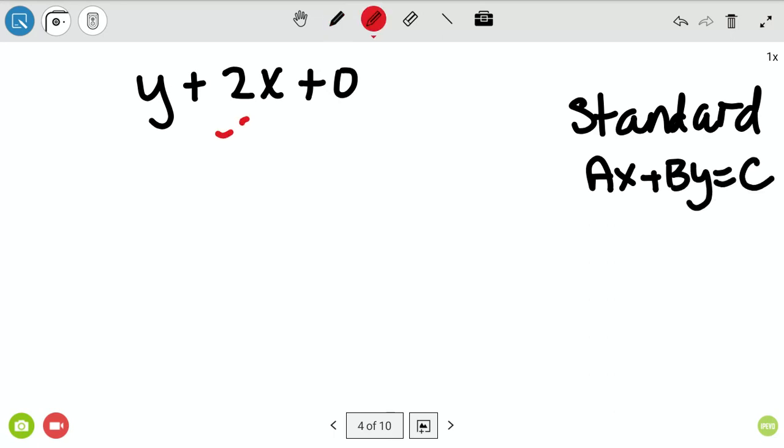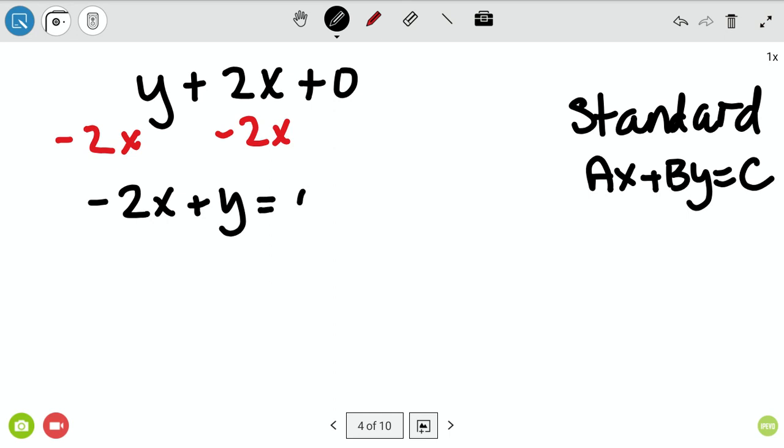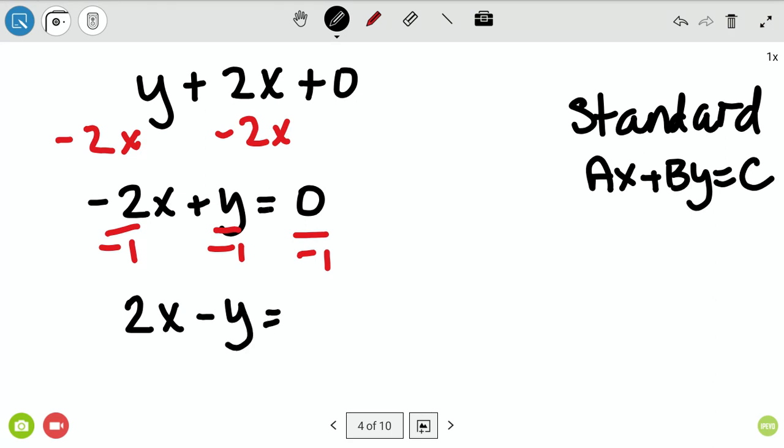So we subtract the 2x from both sides, and we get negative 2x plus y equals 0. We can't leave that negative out there in standard form. So I divide everything by negative 1. That changes my negative 2x to a positive, my positive y to a negative. It doesn't change 0. You don't have a positive or a negative 0. 0 just stays 0. And this is standard form.